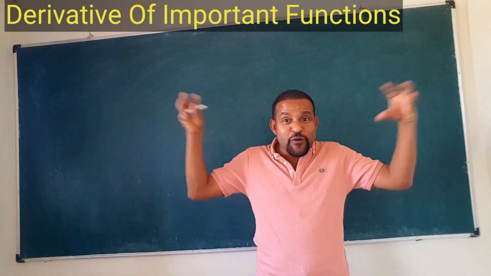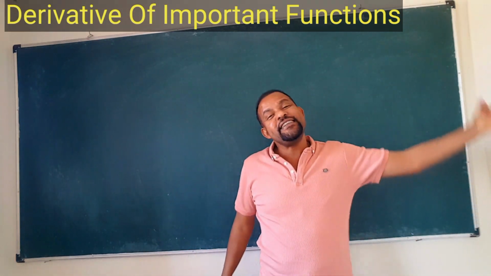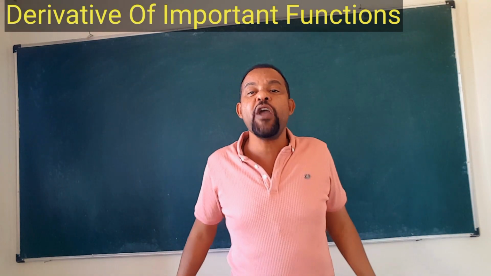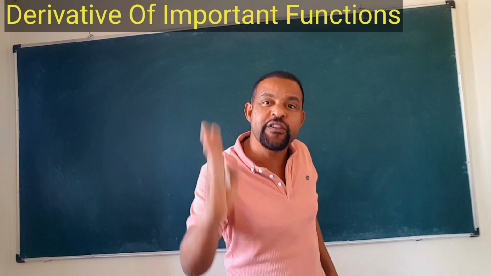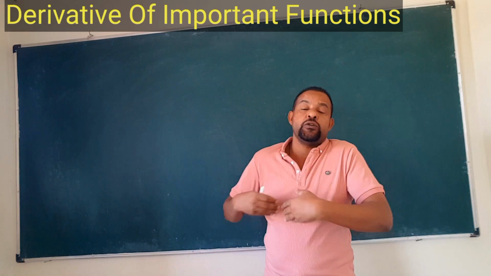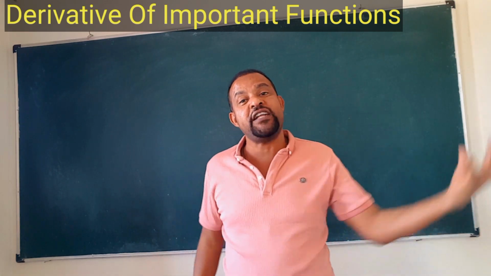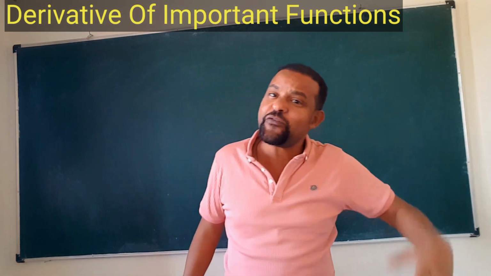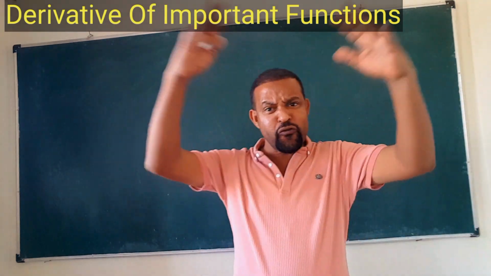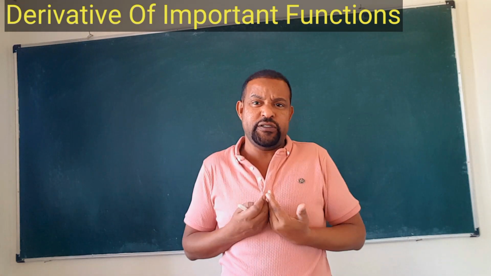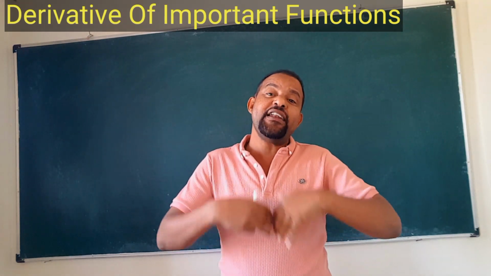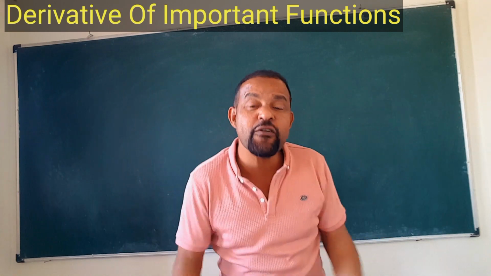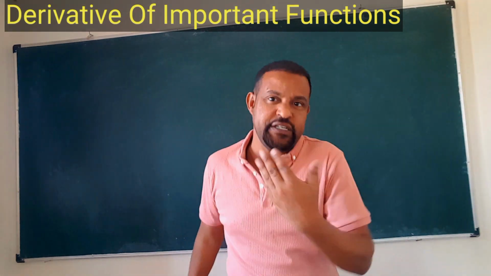So this slope of the tangent line, or the instantaneous rate of change of the function at that point, we call the derivative of the function at that point. To derive the function means nothing but to find the slope of the tangent line, or to find the instantaneous rate of change of that function. The process of finding the derivative of the function is called differentiation.